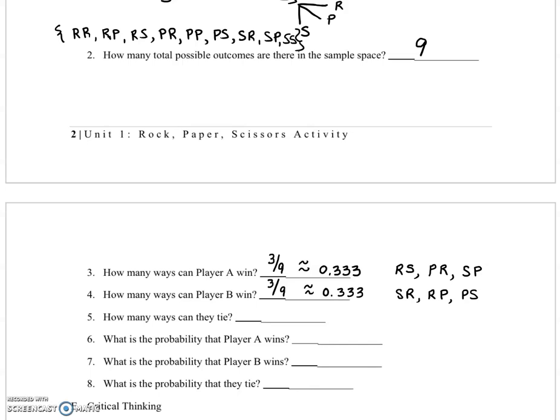to 3 decimal places. And how many ways can they tie? Well, they tie if they get the same thing. So that's either rock, rock, scissors, scissors, or paper, paper. So there's 3 ways they can tie out of 9 total ways. So that's another 0.333 when rounded to 3 decimal places.